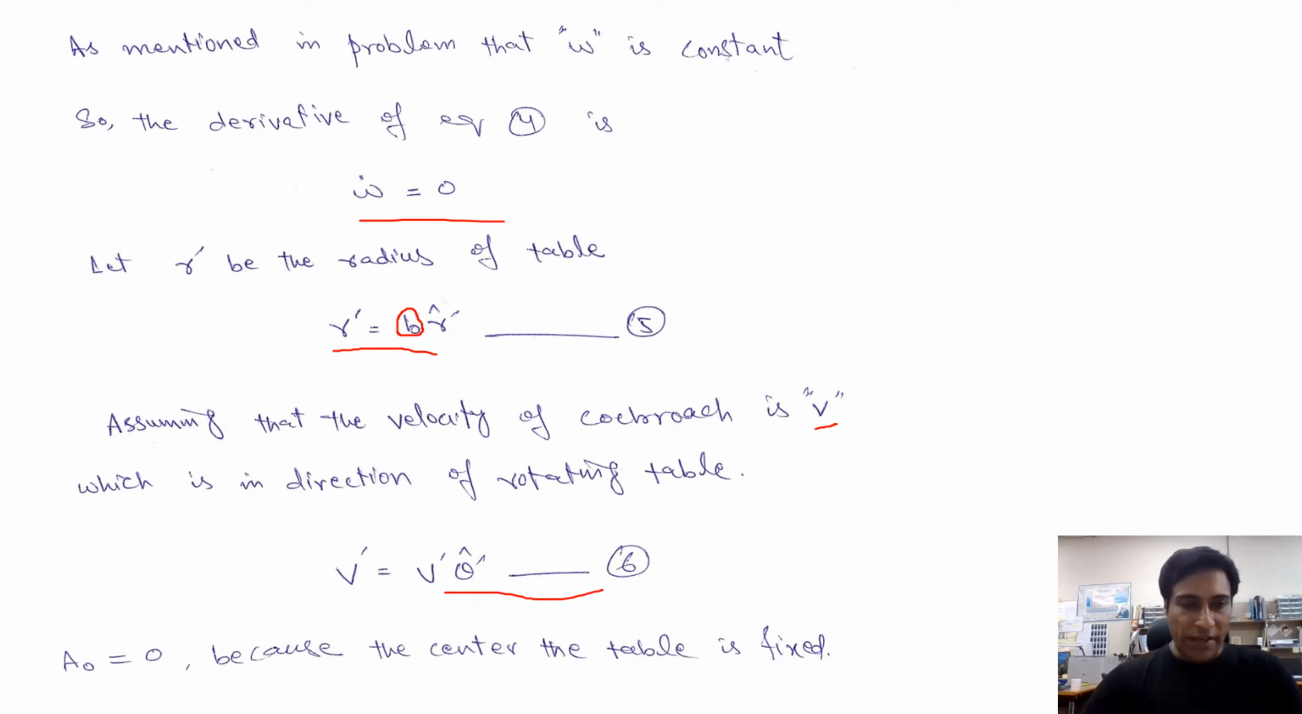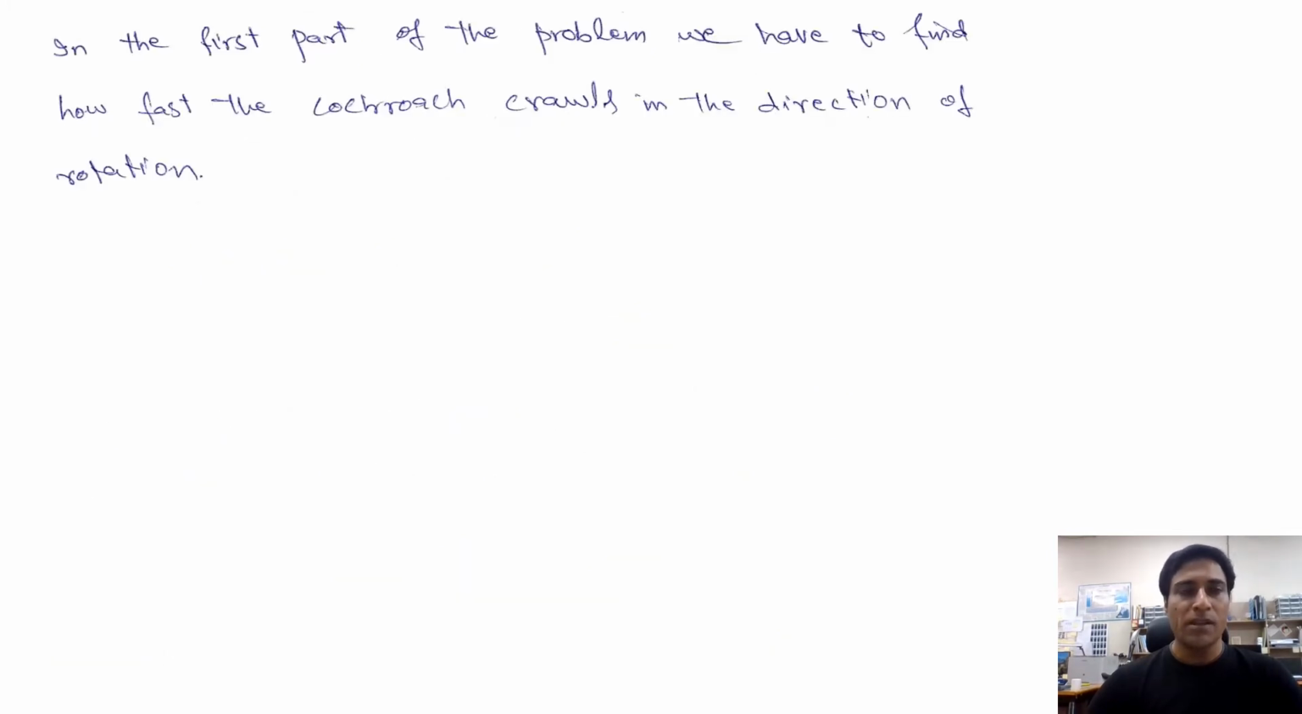As a naught is equal to 0, because the center of the table is fixed, as also mentioned in the problem, a naught is 0. In the first part of the problem, we have to find how fast the cockroach crawls in the direction of rotation before it slips.